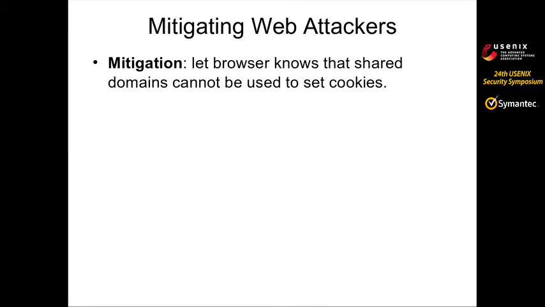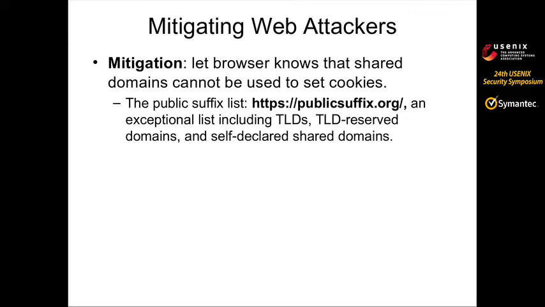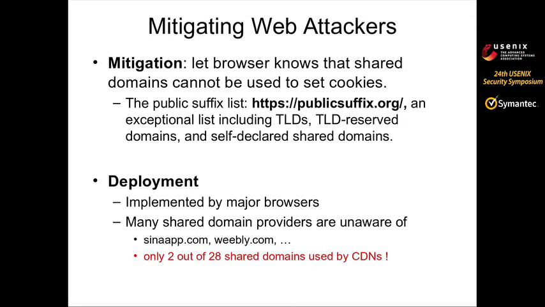To mitigate another attacker, the web attacker from shared domains, you need the browser to know that those shared domains cannot be used to set cookies. This technique is called the public suffix list. It includes TLDs, but for shared domains, the domain owner needs to go to the website to register their own domains. We also investigated the deployment of the public suffix list, and the situation is also not very good. Browsers already implement the list, but many shared domains are not present on it.